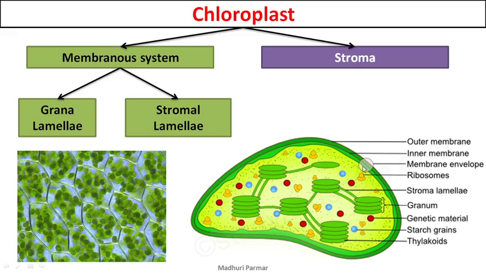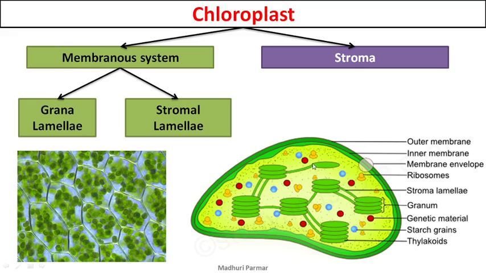In the stroma, these yellow colored structures that you see are 70S ribosomes. Then the red colored structures that you see are the chloroplast DNA, the chloroplast genome. Then you have these blue colored structures which are starch grains, which are nothing but an accumulation of starch. Now let us come to this membranous structure inside the chloroplast.